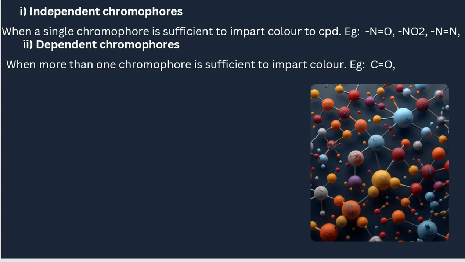And the next one is dependent chromophore. This type of chromophore is one where more than one chromophore is required to impart color. For example, C double bond O and C double bond C groups are examples of dependent chromophores.